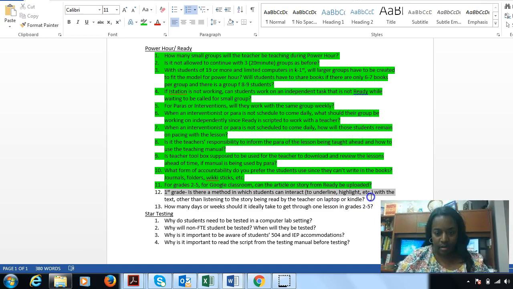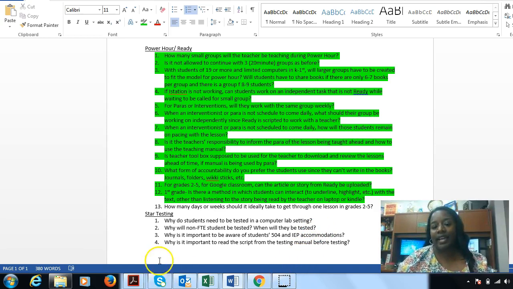All right. Number 12, I see the word Kindle, so that's probably K1. First grade, is there a method in which students can interact, to underline, highlight with the text, other than listening to the story being read by the teacher on the laptop or the Kindle? The answer to that is, in kindergarten and first grade, if you go into the Ready Toolbox and look at the implementation guide, it is very specific, around page 3.